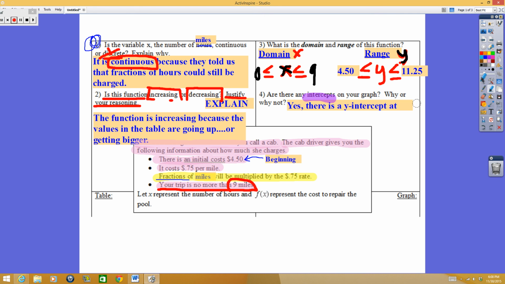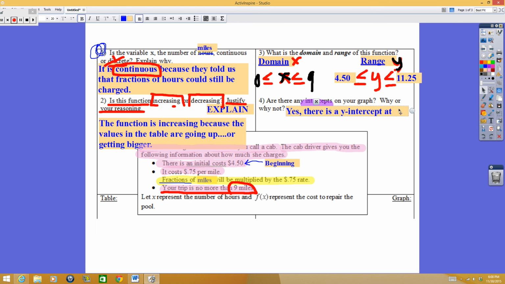So I'd write a coordinate for it, right? Yes, there's a y-intercept at (0, 450). Done. That's not a comma. Bam.